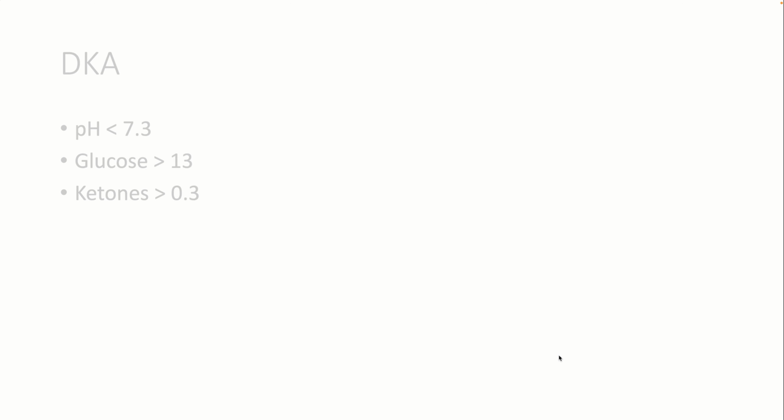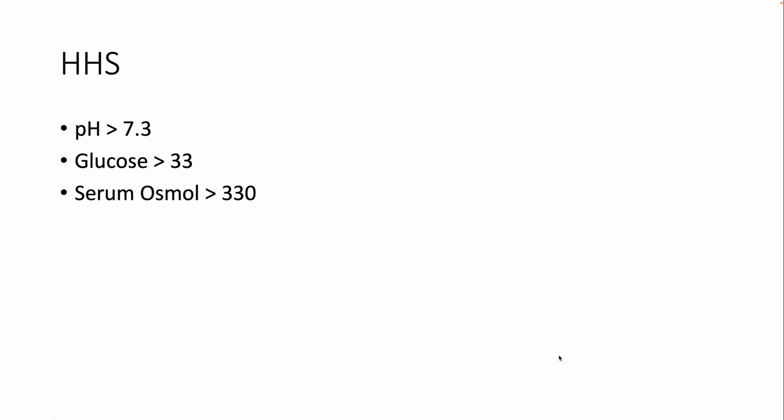So thinking of that, then DKA 7.3, glucose 1.3, ketones of more than 0.3, and thinking of HHS. So these are your criteria. The two can overlap, and you just call that a hyperosmolar DKA.